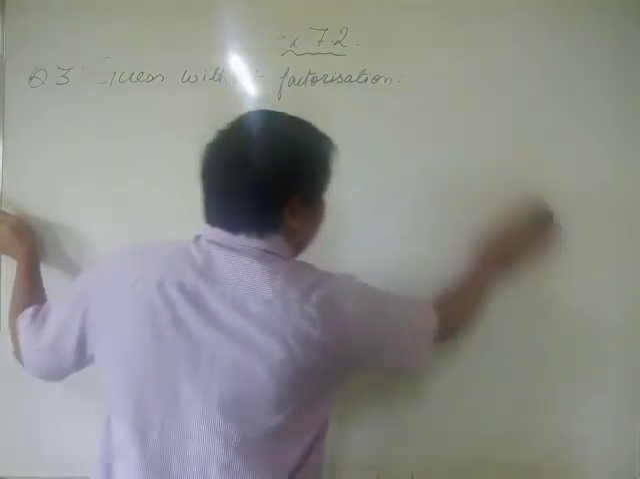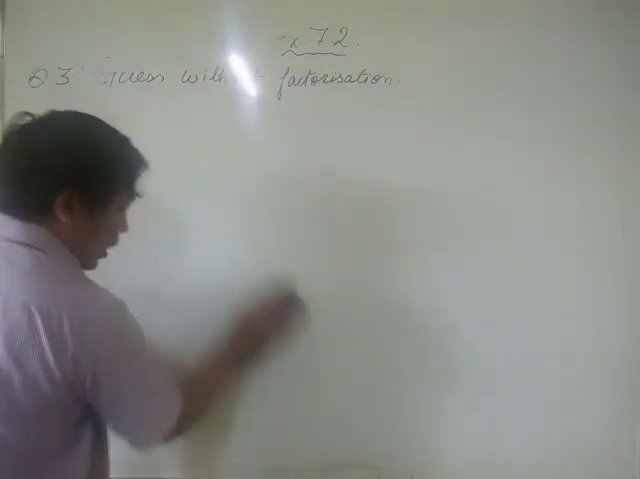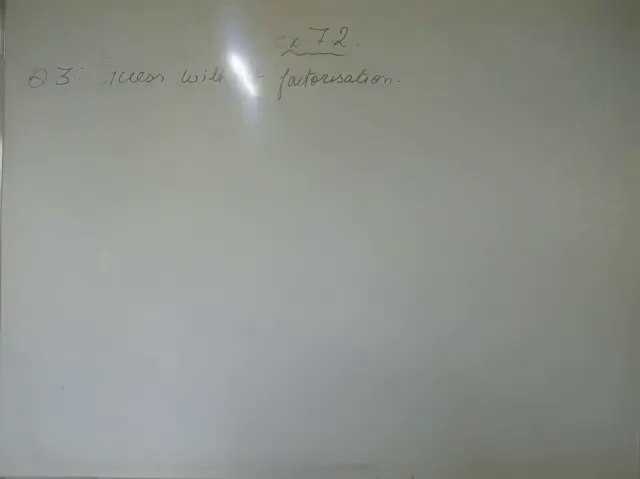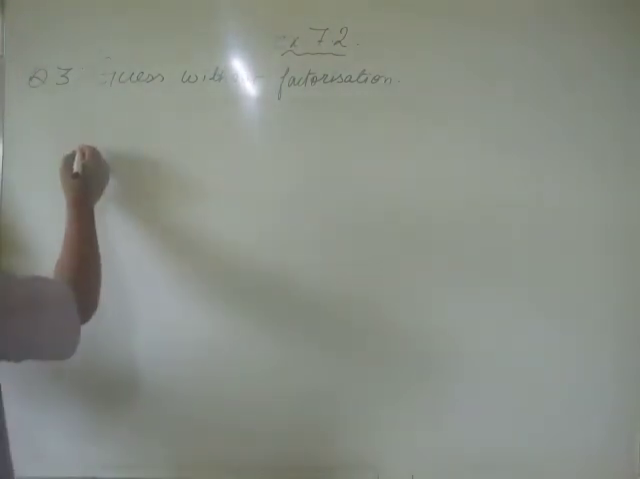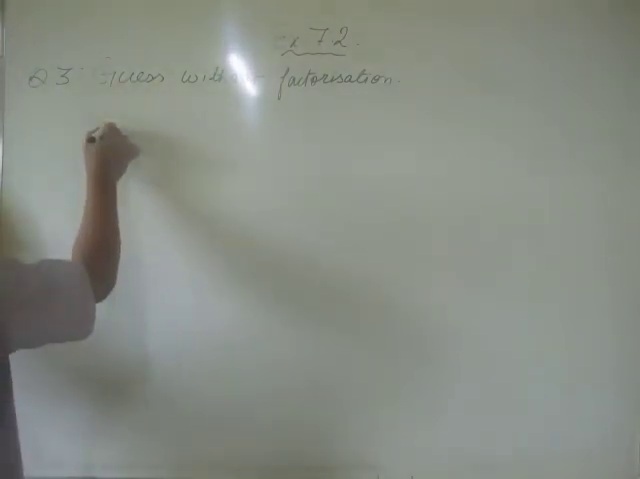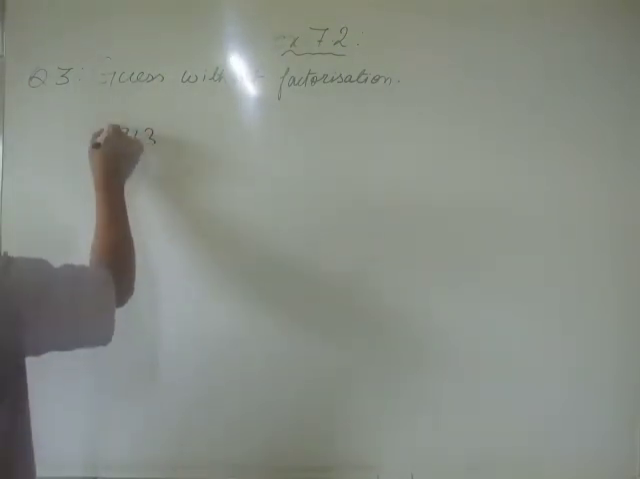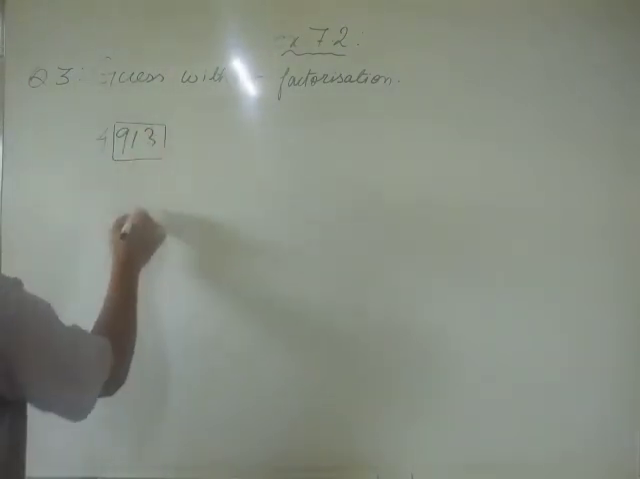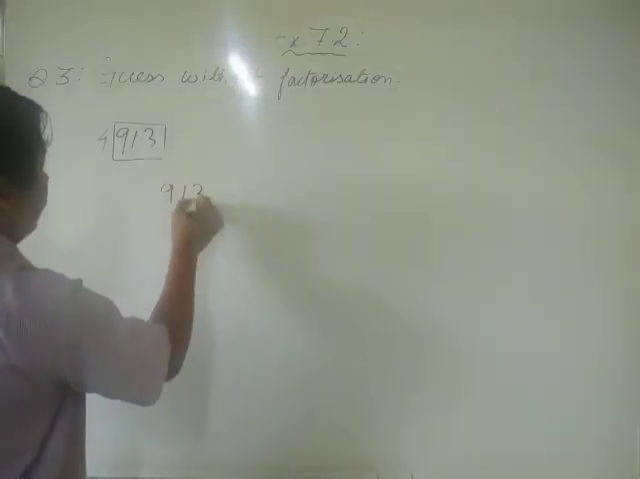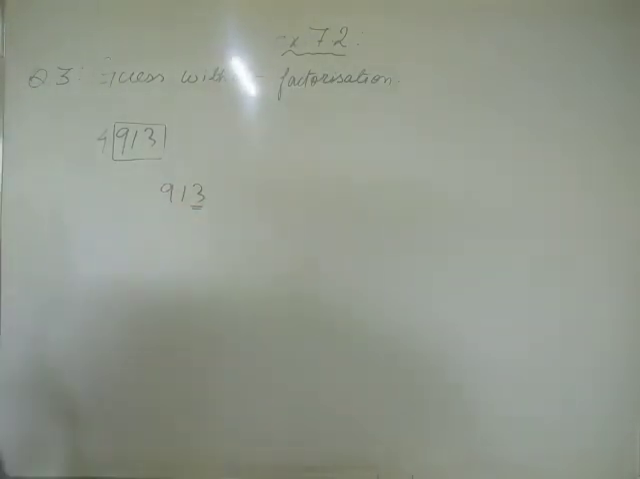Now one more number we'll try to estimate. The number is 4913. So we are doing this. Here in 4913 we have this 3 as the last digit, isn't it? Yes, 3 is the last digit we have.